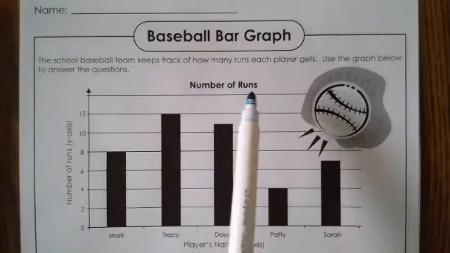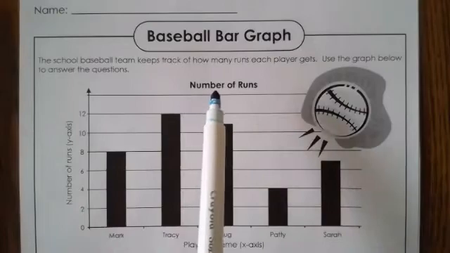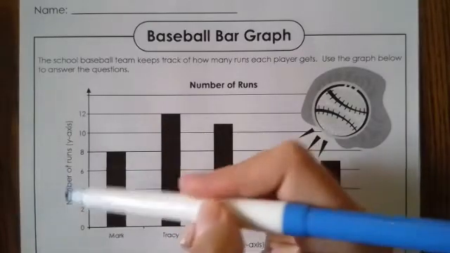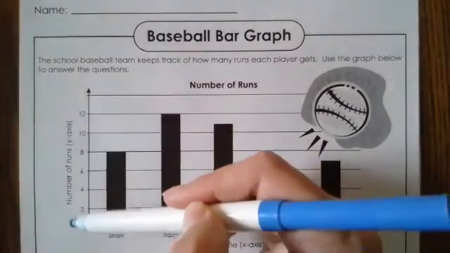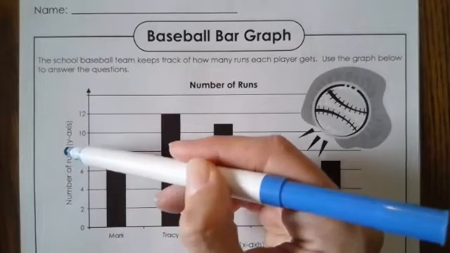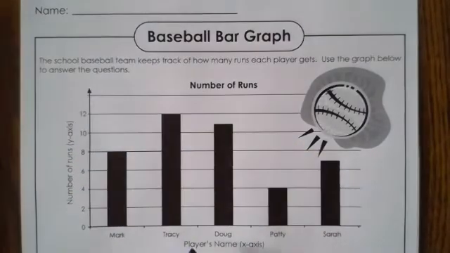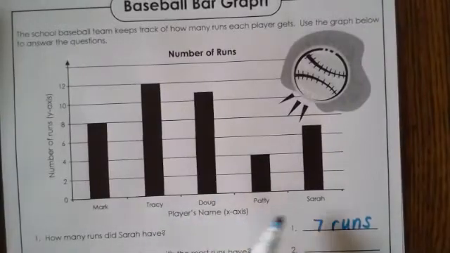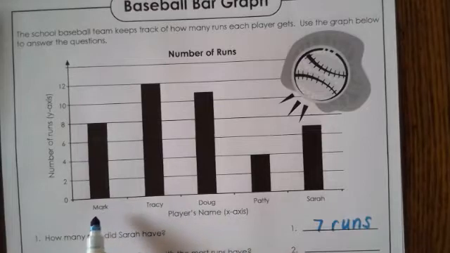We have our title up at the top, number of runs. Then the y-axis is labeled going vertically, the number of runs. And then horizontally, we have our x-axis labeled with the players' names. So we have Mark, we have Tracy, Doug, Patty, and Sarah.